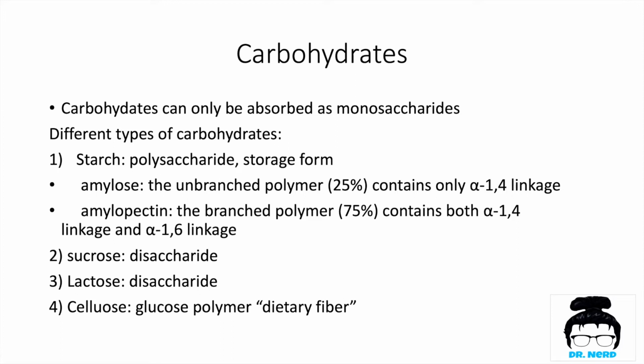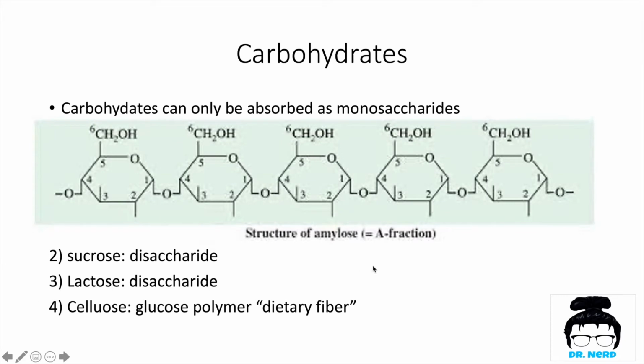The difference between amylose and amylopectin, I'm going to show you right now a picture of amylose. This is amylose, a small part of amylose. It's a lot longer than this. This is a glucose unit. So from here, first carbon, second carbon, third carbon, fourth carbon, fifth carbon, and sixth carbon. And this is the link between two glucose units, the glycosidic bond.